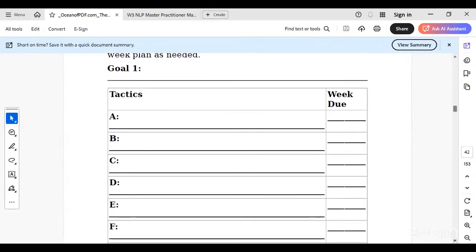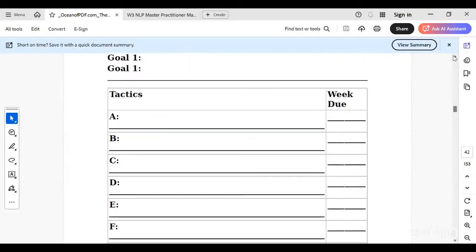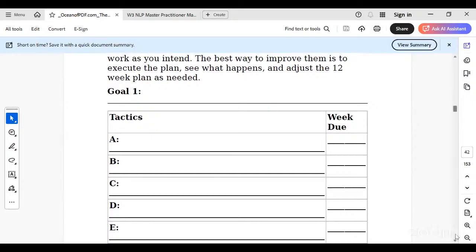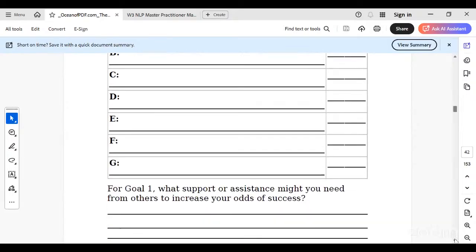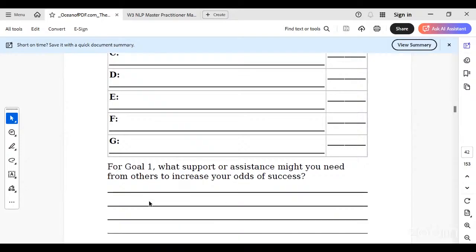Right now, the main thing, if you see, is that goals have to be written, tactics are written. Now, what does it say? For goal 1, what support or assistance do you need from others to increase your odds of success? So this also makes us mindful that some things will be dependent on others. So if that other is not sufficiently supporting, then our success is somewhere hampered. So what steps we have to take before implementing this goal? We have to be clear.